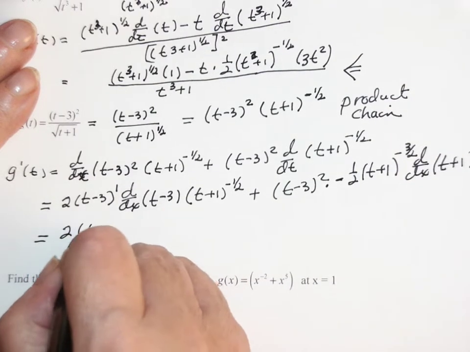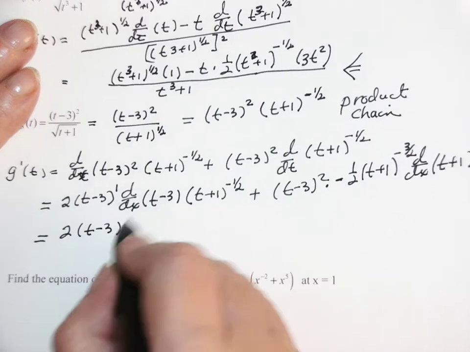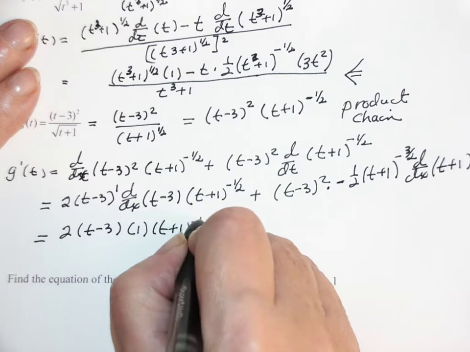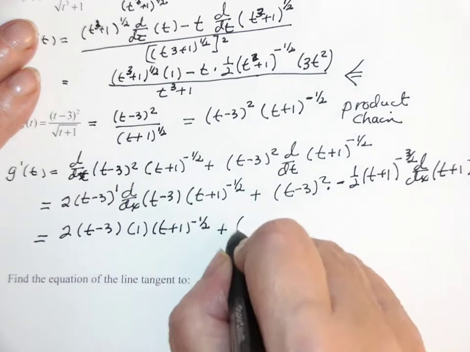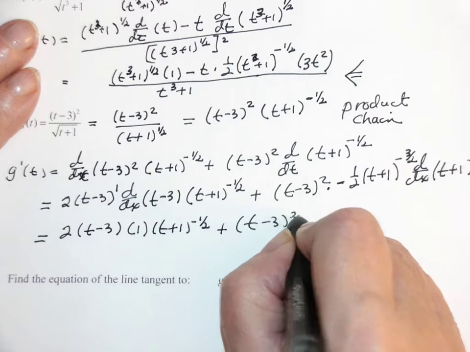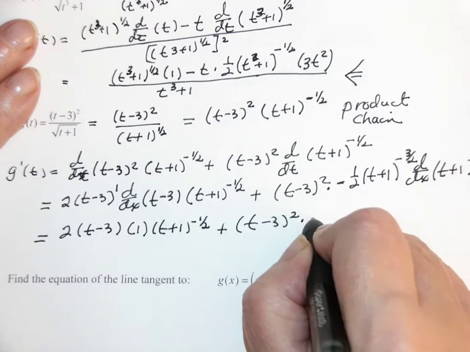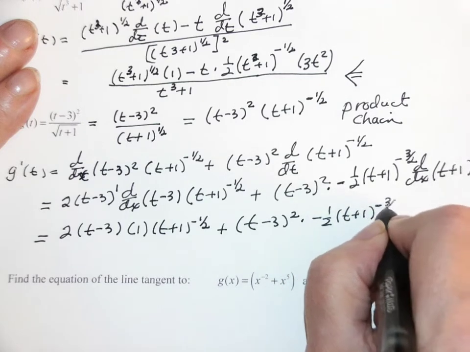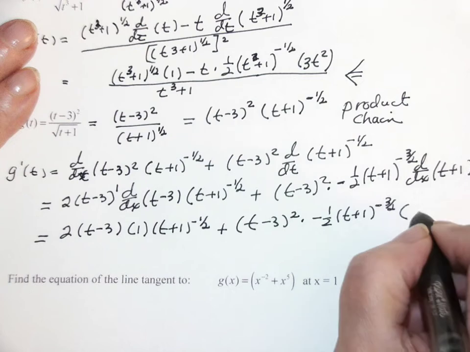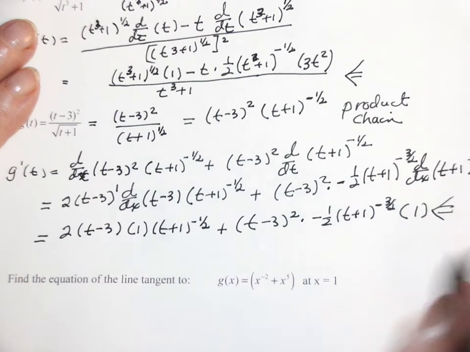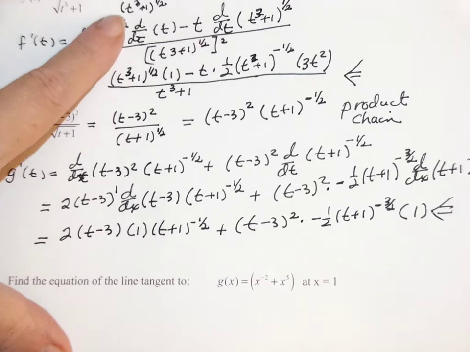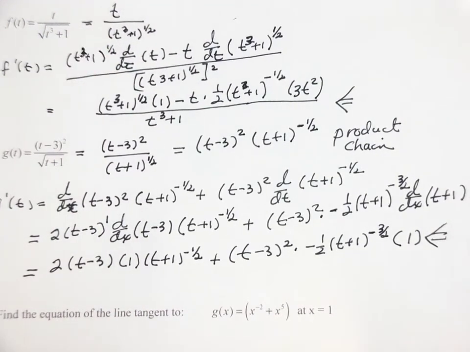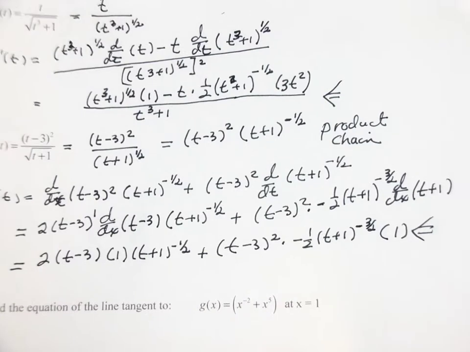So this is 2 times t minus 3. Derivative of t minus 3 is just 1. T plus 1 to the negative 1/2 plus t minus 3 squared times negative 1/2 times t plus 1 to the negative 3/2, and the derivative of t plus 1 is just 1. And that's using product rule. It would work. You could use product rule on this guy as well instead of quotient. Either one.